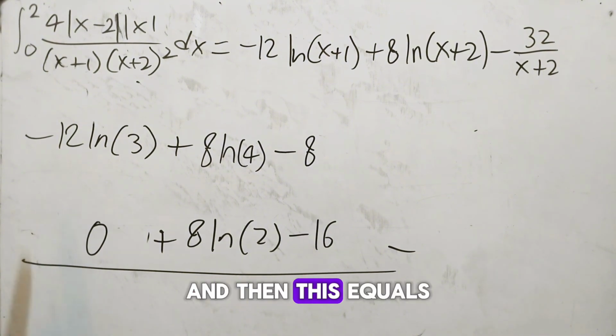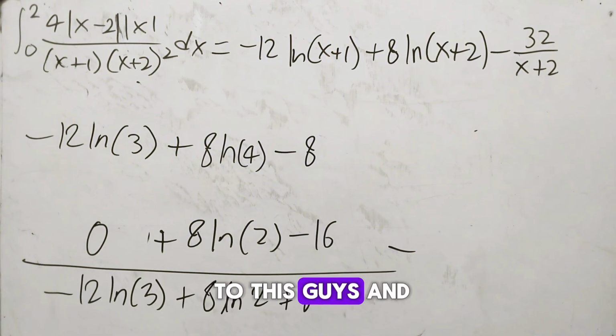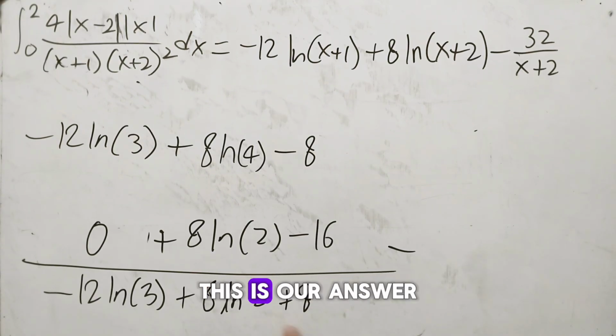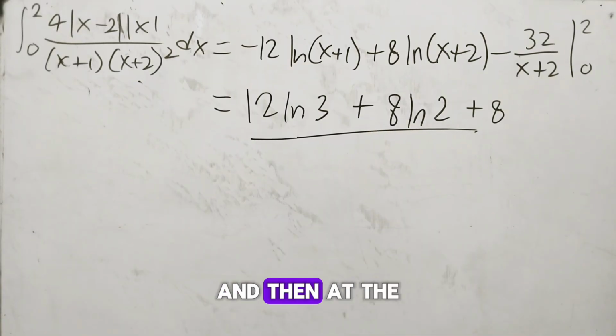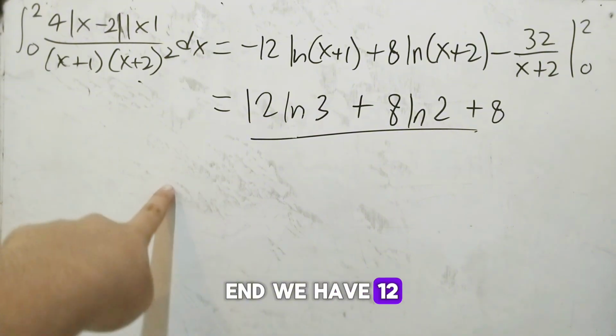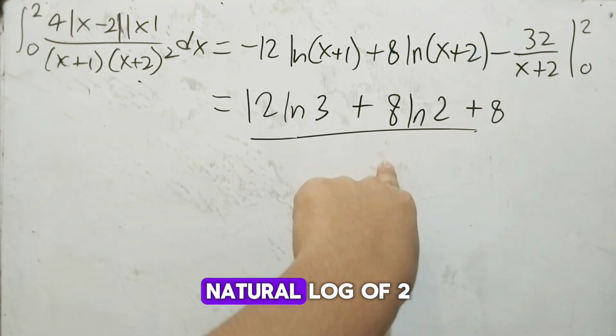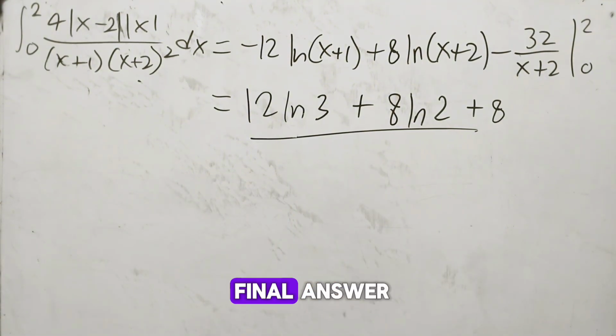And after we get this, negative 12 and then this equals this, guys. And there we go, guys. This is our answer. I'm going to put it up there, and at the end we have 12 natural log of 3 plus 8 natural log of 2 plus 8 as our final answer.